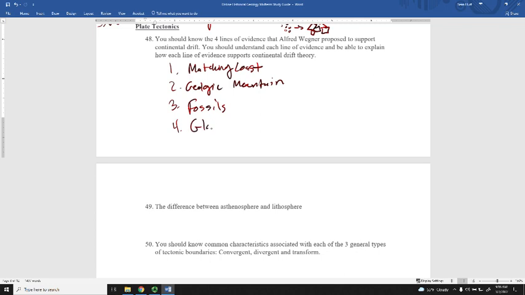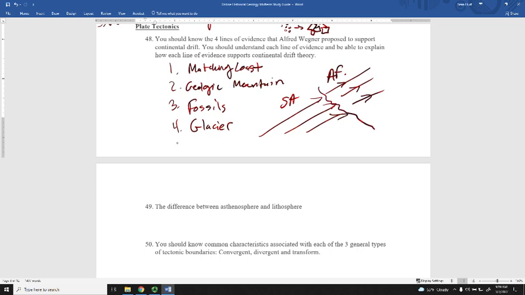And the last is from glaciers. So, when glaciers move across the landscape, they will scrape and leave scratches and striations that show the direction of movement. And again, if you put all of the continents together, you find that these directional indicators left by glaciers all match up. So let's say this is South America and this is Africa, right? And then you'll find that these directional indicators match up if you were to put South America and Africa back together, if that makes sense.